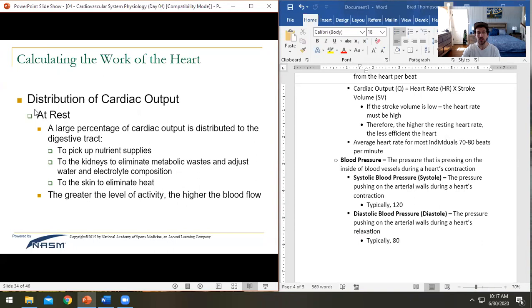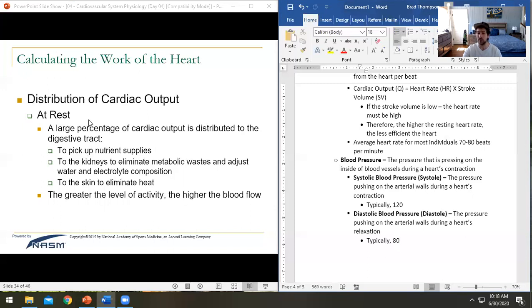So at rest, a large percentage of your cardiac output is actually going to your digestive system. I thought we were getting into the training. I forgot, we are getting into it, but it's resting first. So when you're resting, most of your blood is going to your digestive system. The whole point of resting is to process nutrients and things like that. And so most of it is doing that, right?